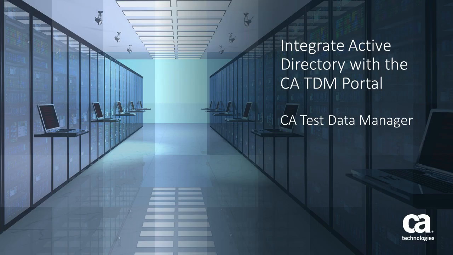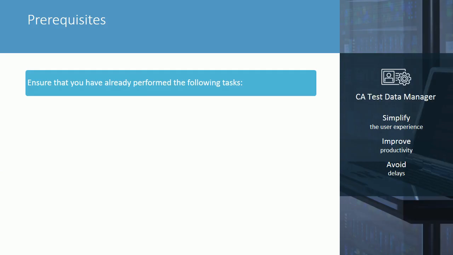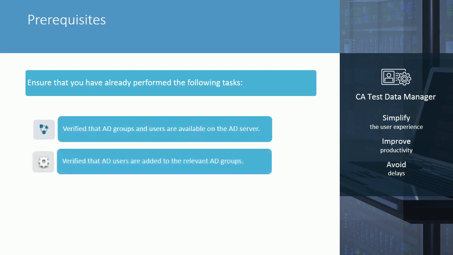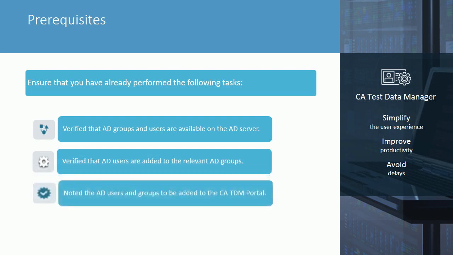In this video, you'll learn about how administrators can integrate Active Directory with the CA Test Data Manager portal. Before you start following the AD integration process demonstrated in this video, ensure that appropriate AD groups and users are already available on the AD server. Ensure that appropriate AD users are already added to the relevant AD groups, and ensure that you have already noted the required AD groups and users that you want to add to the CA TDM portal.